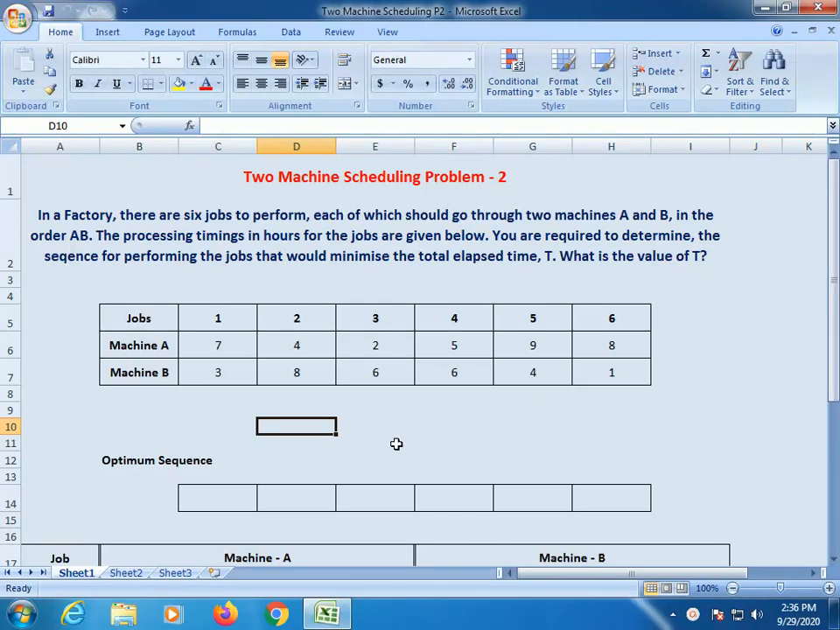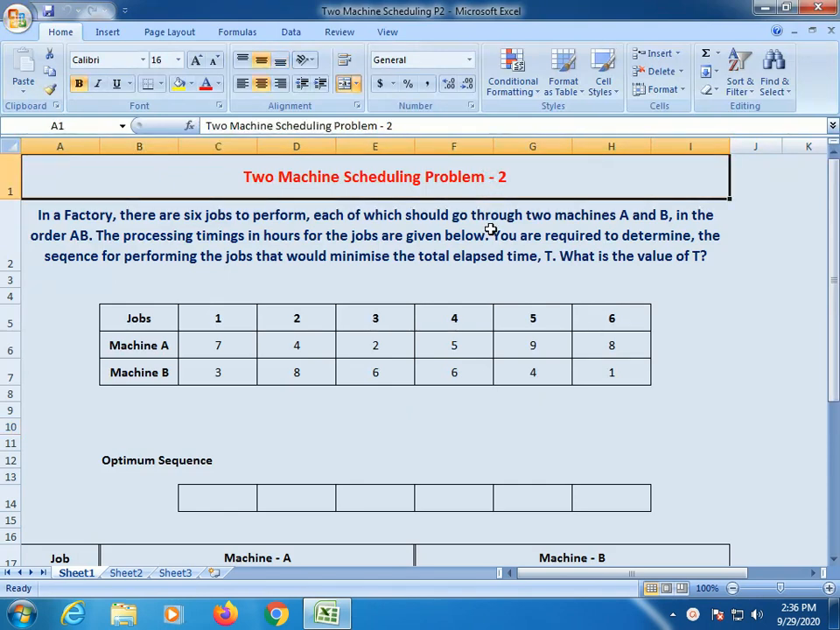Today's topic is two machine scheduling. Already I have posted two machine scheduling problem 1. I will provide the link in the description. You can learn two machine scheduling problem 1 also. So today I am going to tell you about two machine scheduling problem number 2.